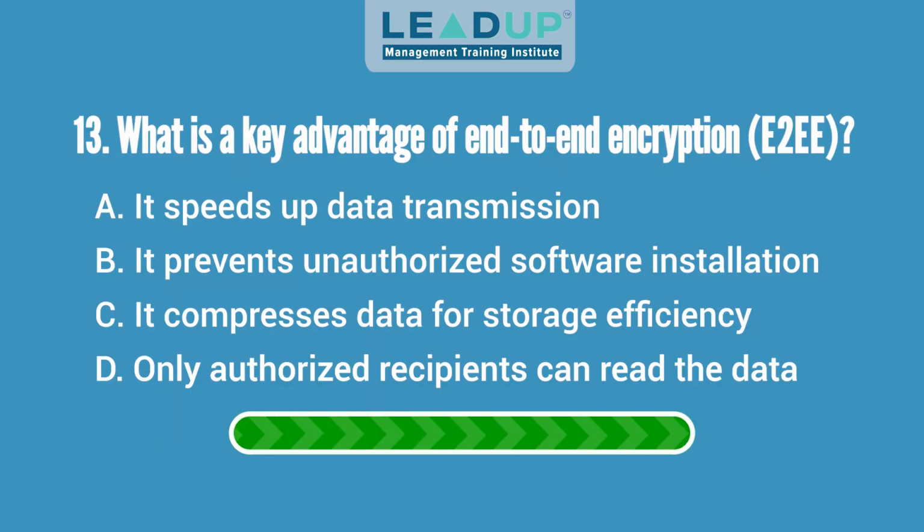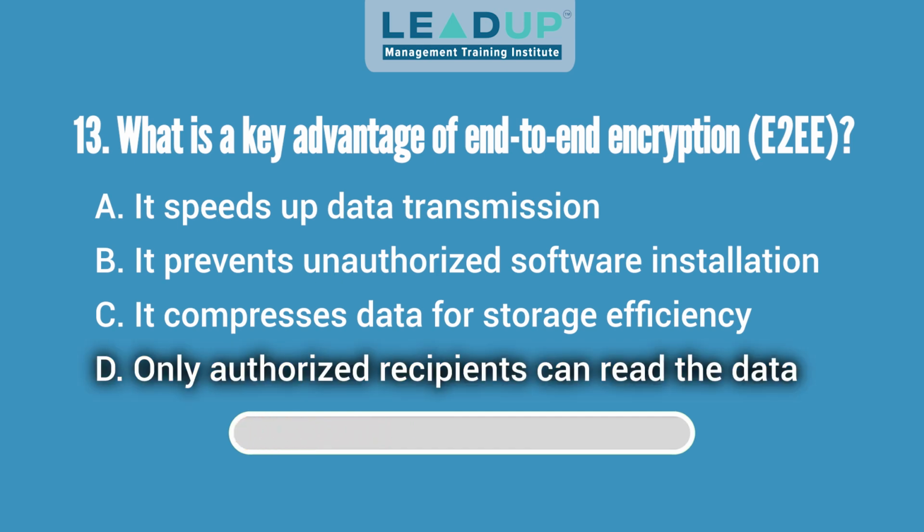What is a key advantage of end-to-end encryption, E2EE? A. It speeds up data transmission. B. It prevents unauthorized software installation. C. It compresses data for storage efficiency. And D. Only authorized recipients can read the data. Answer: only authorized recipients can read the data.